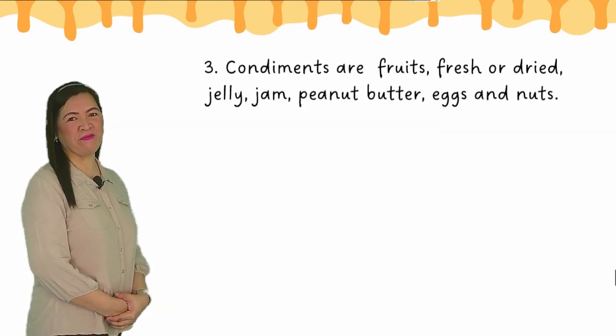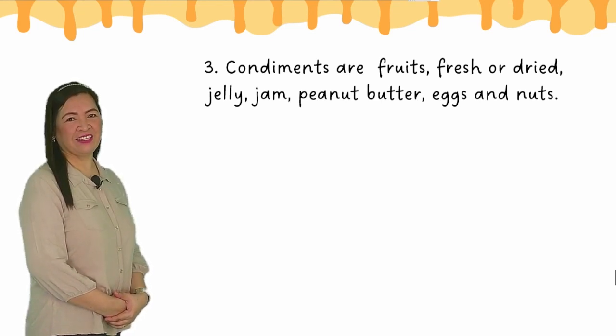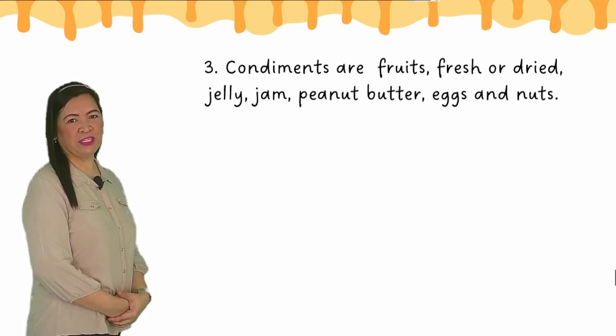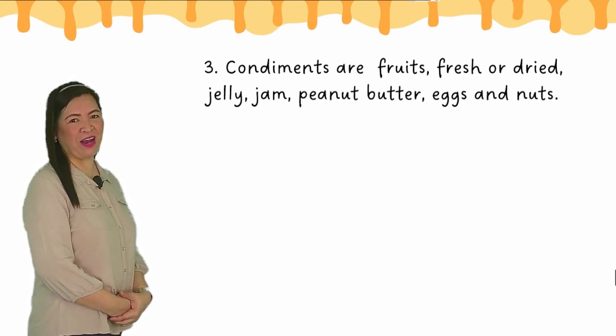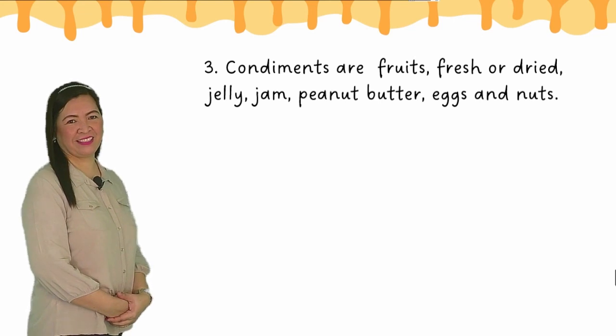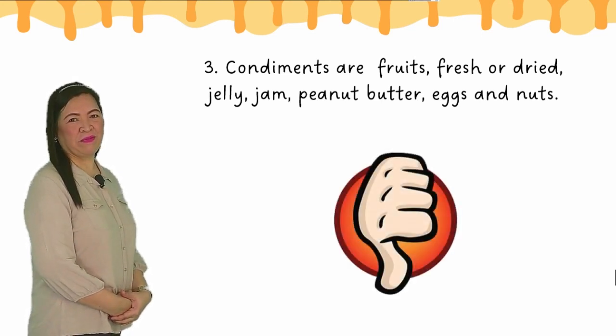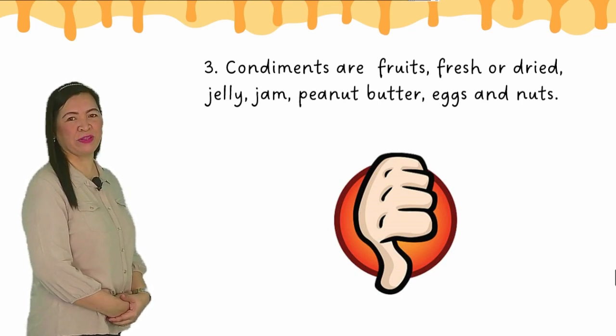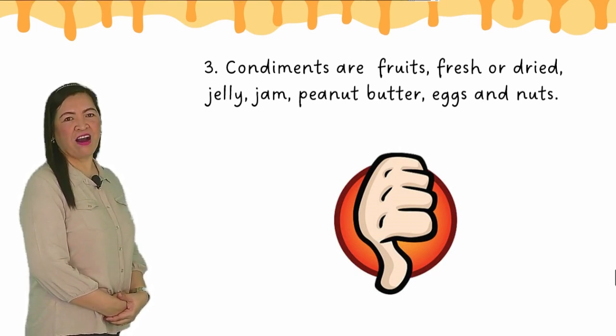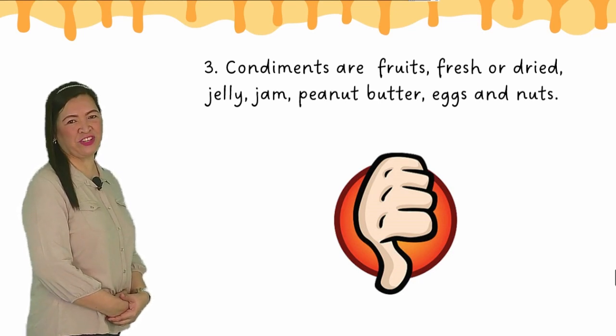Third statement. Examples of condiments are fruits, fresh or dried, jelly, jam, peanut butter, eggs, and nuts. Thumbs up or thumbs down? That's right, it's thumbs down. Because fresh fruits or dried, jelly, jam, peanut butter, eggs, and nuts are under miscellaneous ingredients.